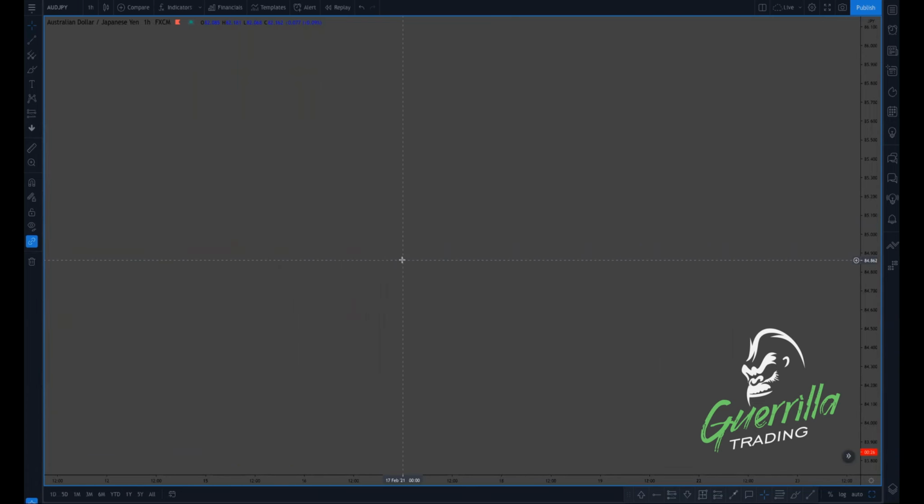Continuation bullet. So what is a continuation bullet? Well, it basically says what it is in the name. It's a continuation pattern of a trend. So what we're looking for with a continuation bullet is an established trend, and once we have an established trend, we're looking for that trend to continue. And this is what our setup looks like.